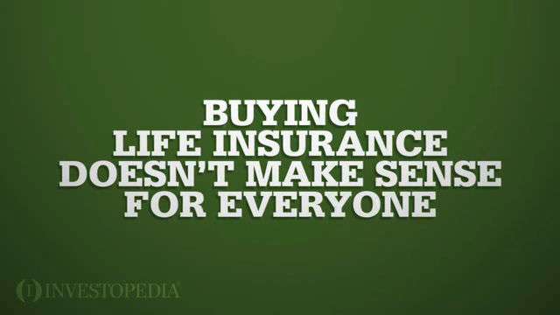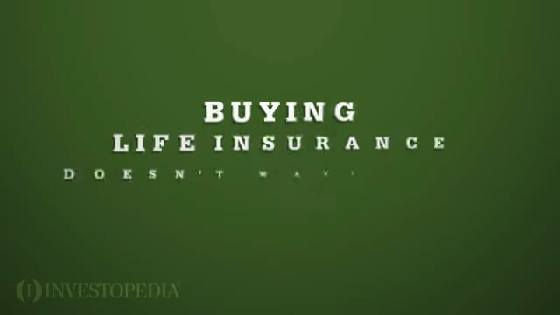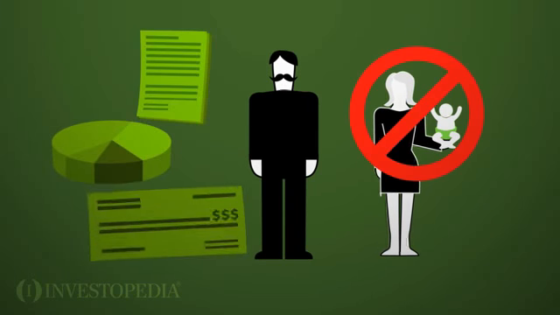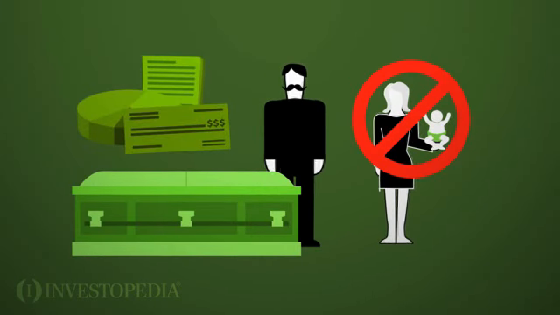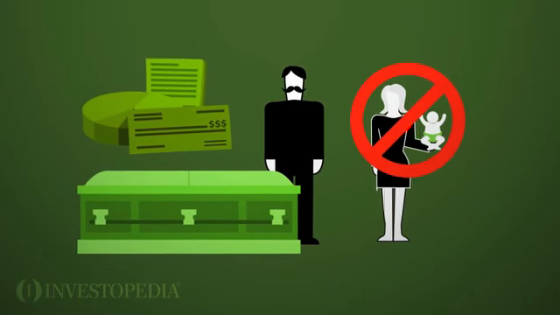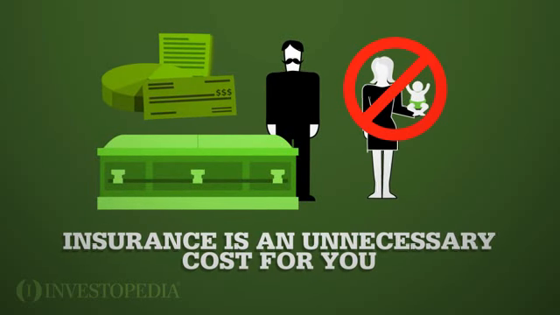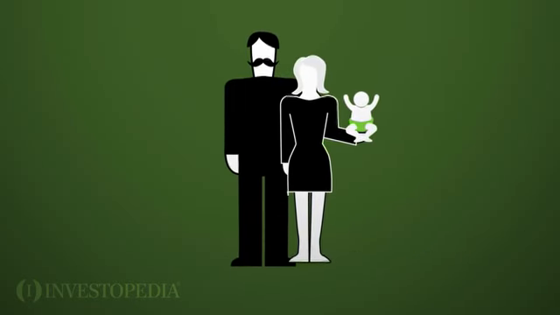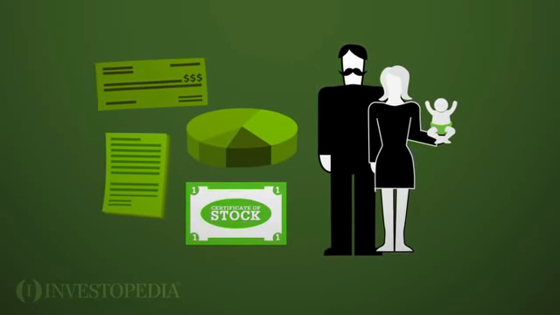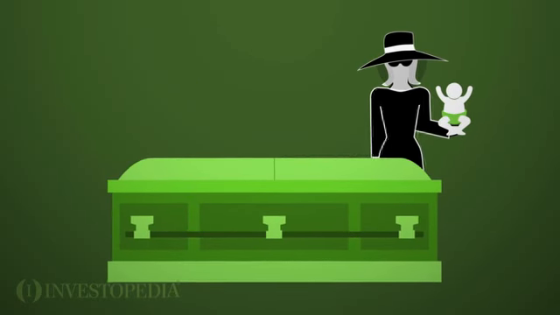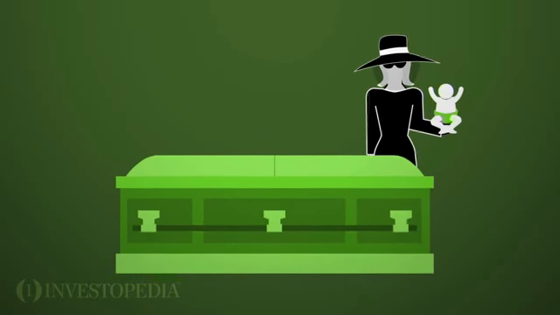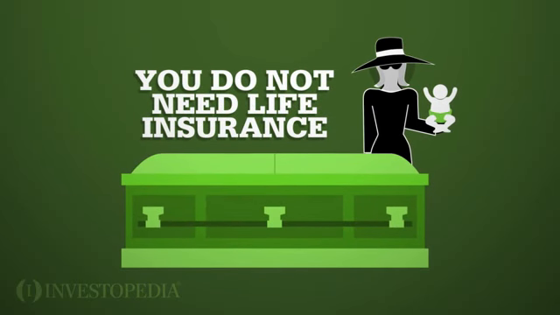Buying life insurance doesn't make sense for everyone. If you have no dependents and enough assets to cover your debts and the cost of dying, funeral, estate lawyers' fees, etc., then insurance is an unnecessary cost for you. If you do have dependents, but you have enough assets to provide for them after your death, investments, trusts, etc., then you do not need life insurance.